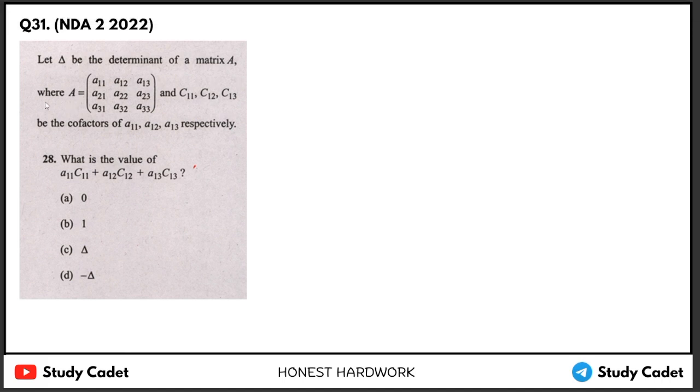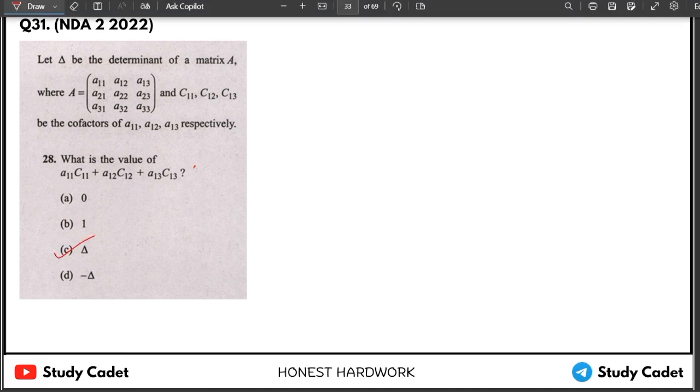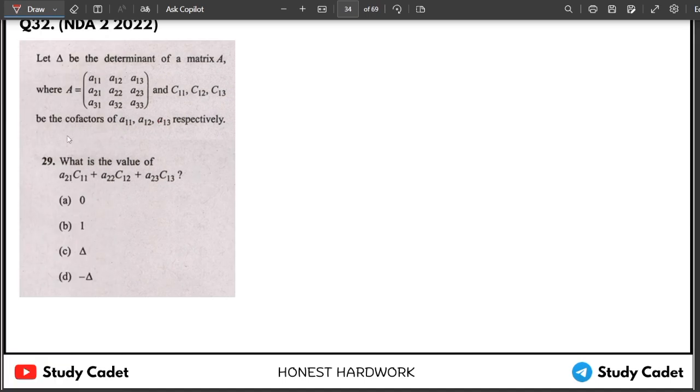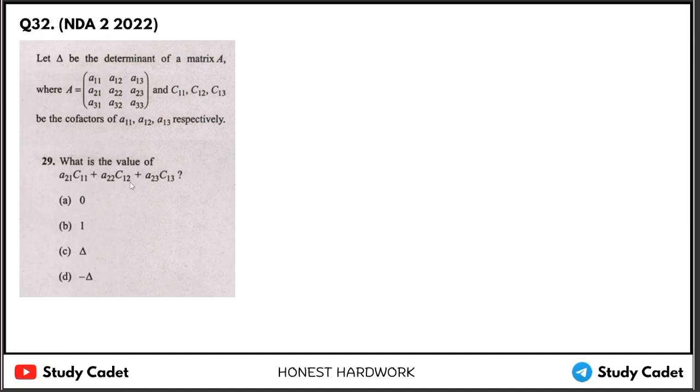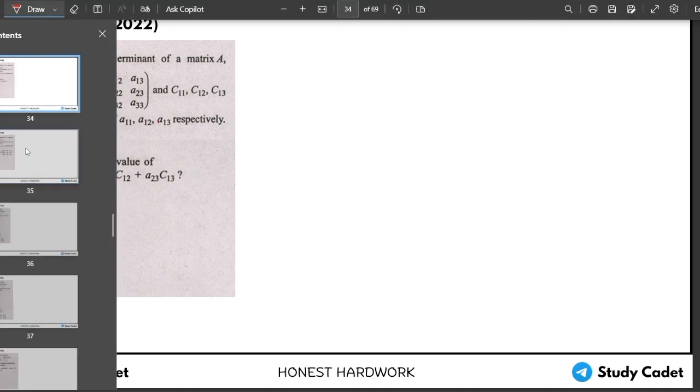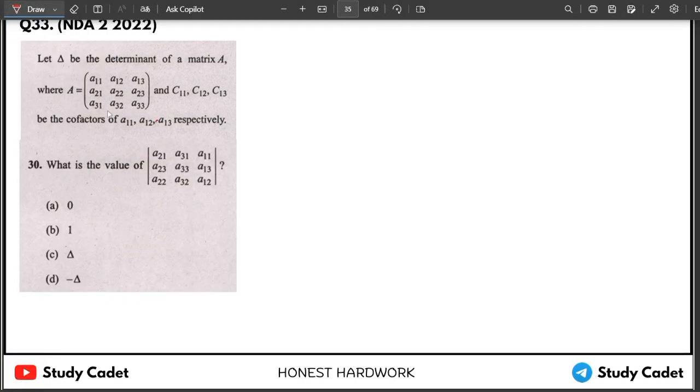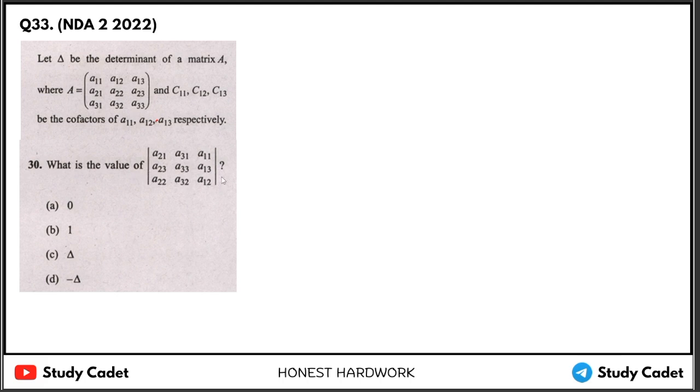Let determinant matrix A be the cofactor of this. Okay, what is the value of this? This is simply our determinant. What is the value of 2 1? Okay, if we change then it becomes 0. You should know that thing. And now what is the value of this?